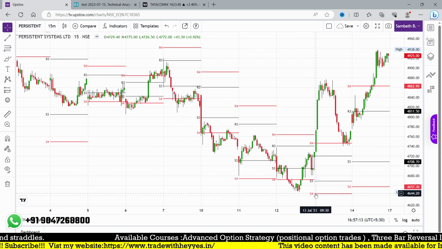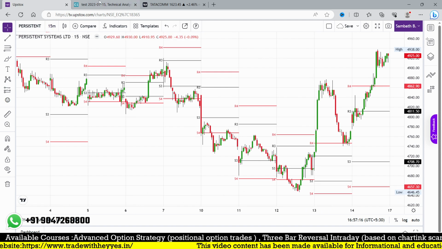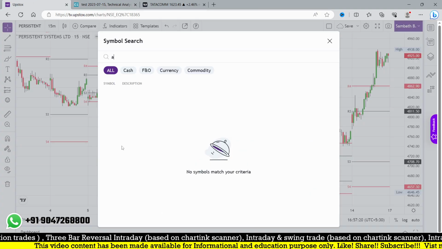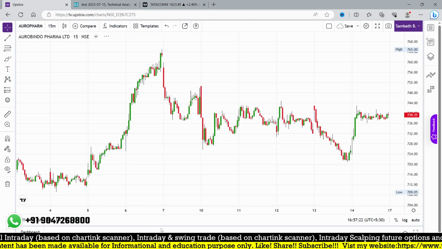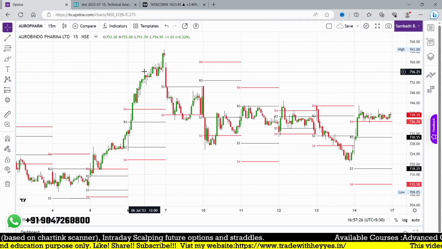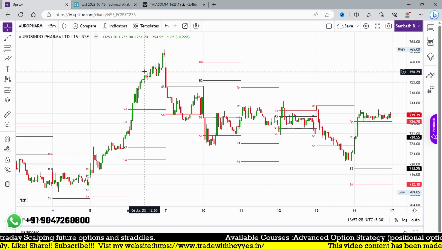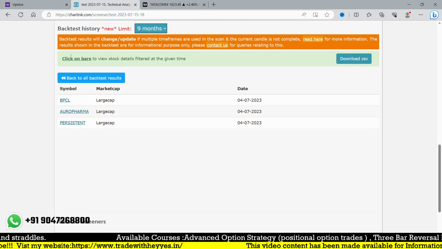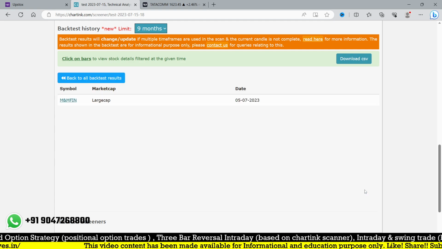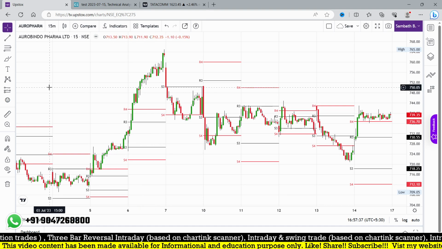But only quality and liquid stocks you can focus on. And then Persistent, Aarti Pharma, the same thing is happening on Aarti Pharma. Here on the 5th, that was a huge move. But there is probability and profitability. Both should be there, and we should compare them. And this is the 4th. And then the 6th of the month, M&M.